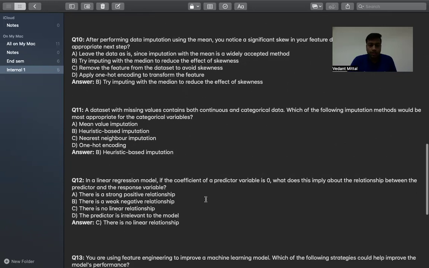Now, the next question is, in a linear regression model, if the coefficient of the predictor variable is zero, what does this imply about the relationship between the predictor and the response variable? There is a strong positive relation, there is a weak negative relation, there is no linear relationship, the predictor is irrelevant to the model. So the correct answer is C, there is no linear relationship, because if the slope is zero, then there will not be any relation between the y and the x variable.